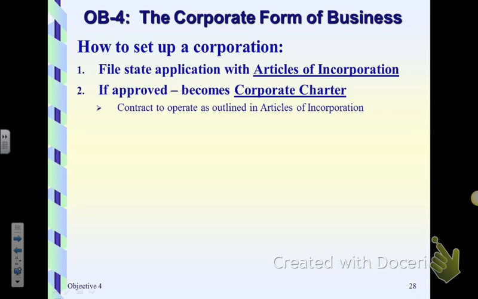So, in order to set up a corporation, they have to file a separate application. That application is called the Articles of Incorporation. How come a lot of companies go through Delaware? Very good question. A lot of companies go through Delaware because the nature of the taxes in Delaware is very attractive to corporations. So a lot of corporations incorporate there.